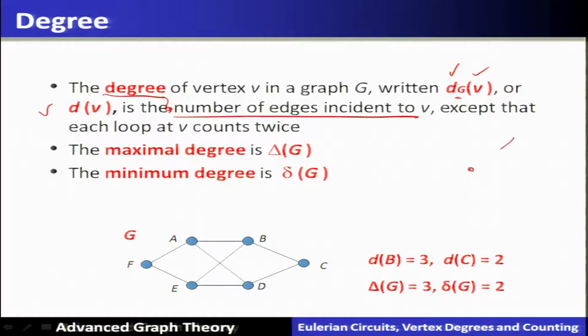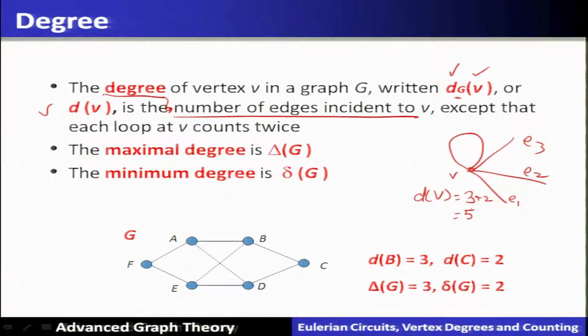So, if this is the vertex, how many edges are incident? This is edge 1, this is edge 2, edge 3. So, the degree of this particular vertex is equal to 3 in this case. Why? Because 3 edges are incident to this particular V, except that each loop at V counts twice. For example, if a loop is also there in a multigraph, then it will count 2 to it. So, the degree then becomes 5 in this particular case.